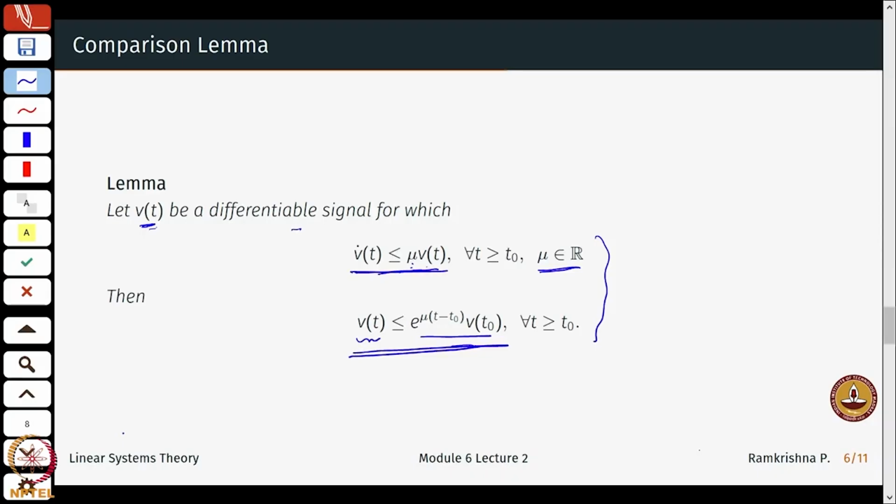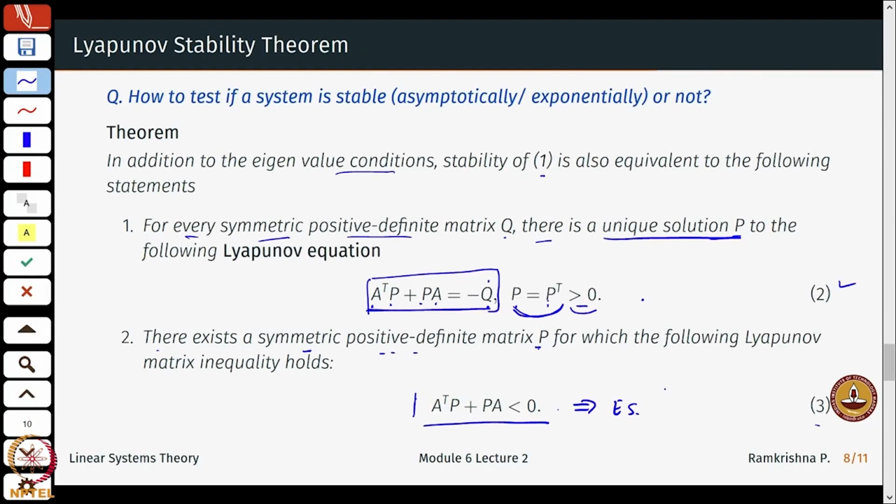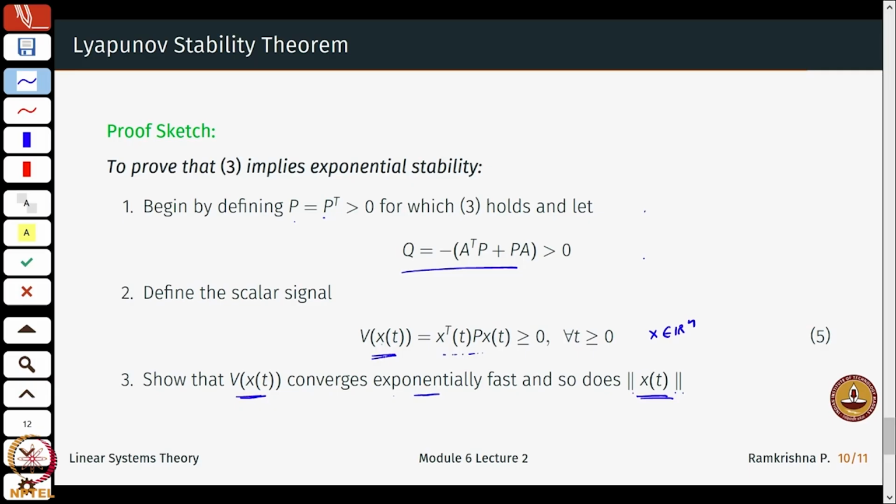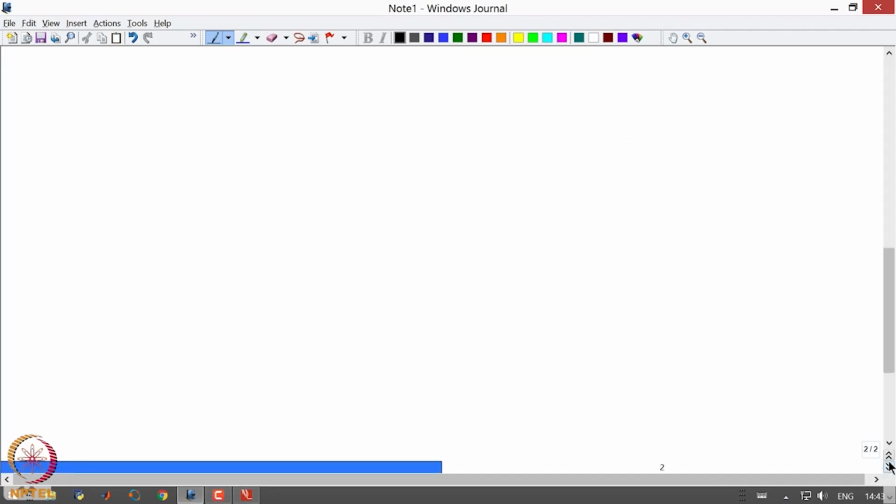Okay. Now, if I can go back to the equation number 3, how did the proof go? The proof required defining a scalar signal V of x(t) as x transpose P times x(t). It is a quadratic function which is always greater than or equal to 0, and we showed that the time derivative V dot was less than or equal to 0, which also had some bounds, and therefore, since V dot was less than 0, V was converging exponentially fast, and so does the solution. Okay, so does this have any physical interpretation?